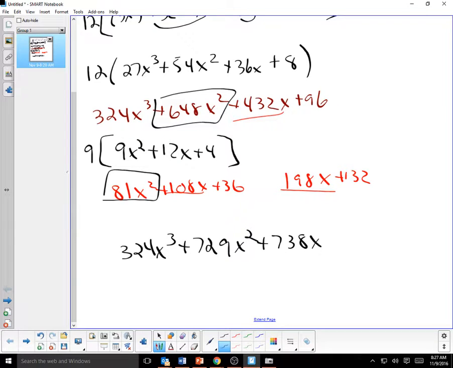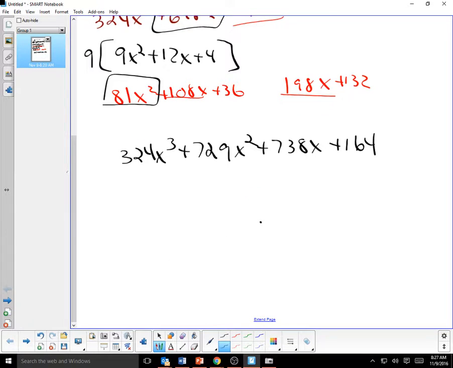And then finally, 96 plus 36 plus 32, that's 164. Okay. Now, what happened? It is a lot, and I don't know why. Now we just have to factor that piece.